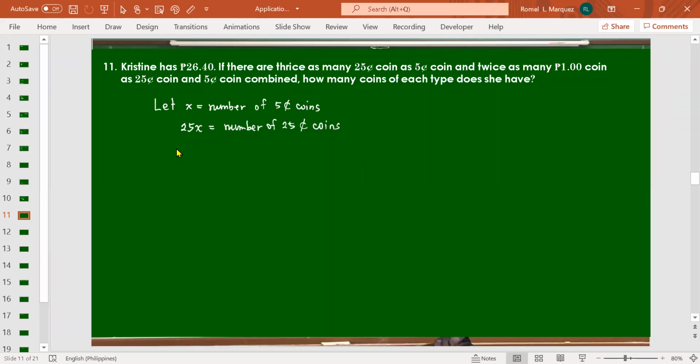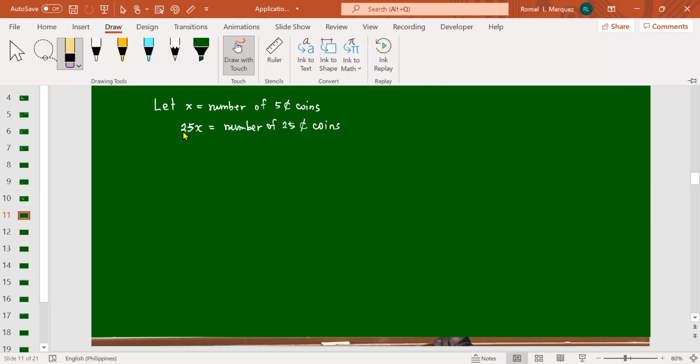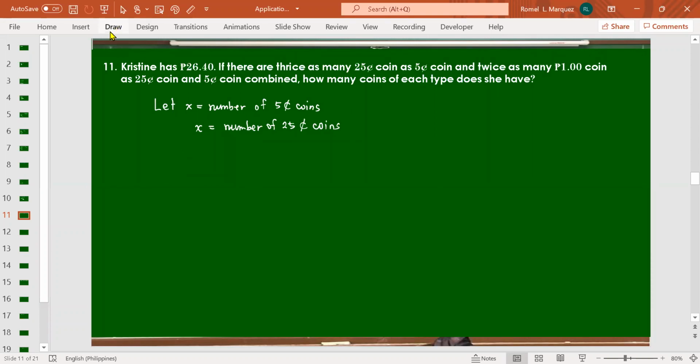Sir, excuse me po. Yung number of 25 centavo coins, hindi po ba siya 3x since thrice as many? Bakit nga ba 25 na multiply ko? Sorry. Ayan po. Thrice, no? I don't know why I wrote 25. Thrice as many. Dito ako nakatingin sa 25. Susulat ko 25 centavo coin, hindi ko na nabura.